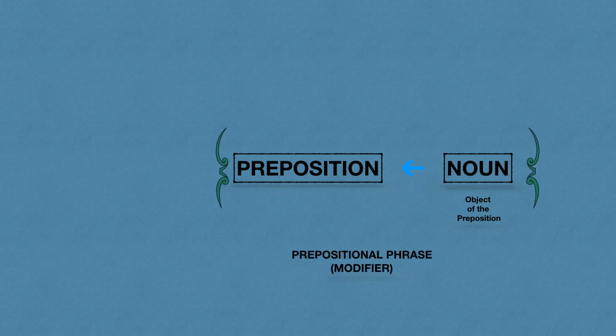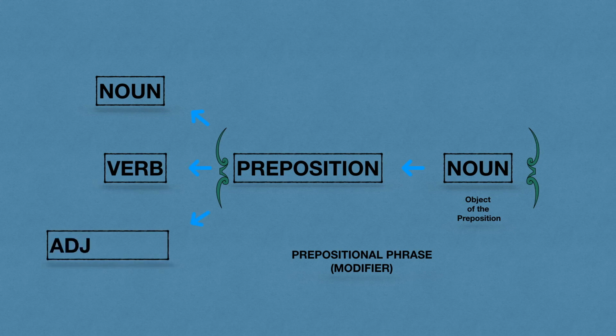A preposition is always followed by a noun. That noun is known as the prepositional object. A preposition and its object make something casually called a prepositional phrase. This prepositional phrase modifies or describes the noun, verb, or adjective generally to the left of the preposition. It is through this phrase that a preposition relates its object to that noun, verb, or adjective on the left.